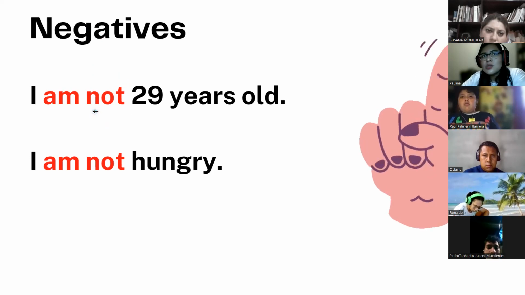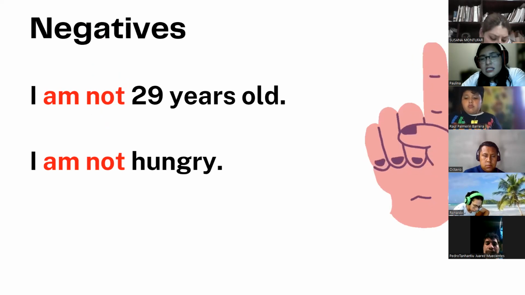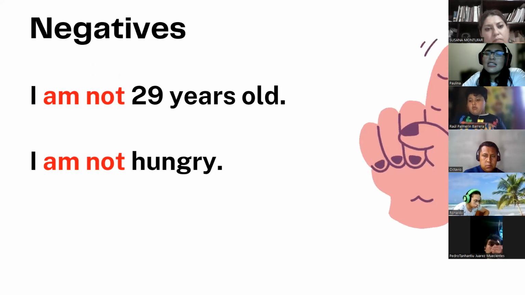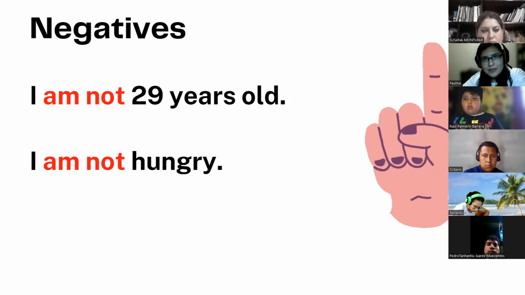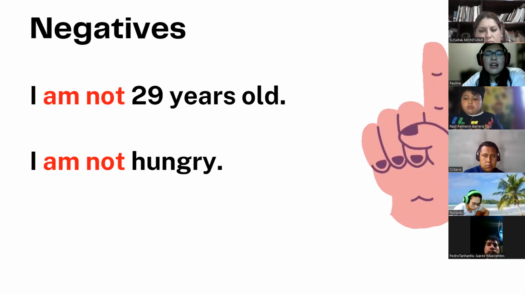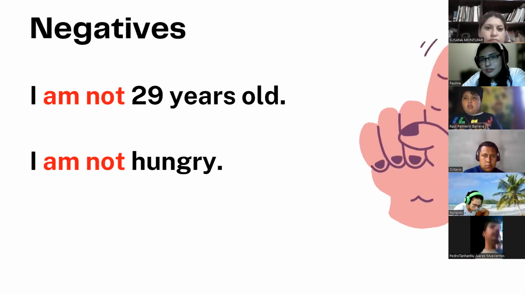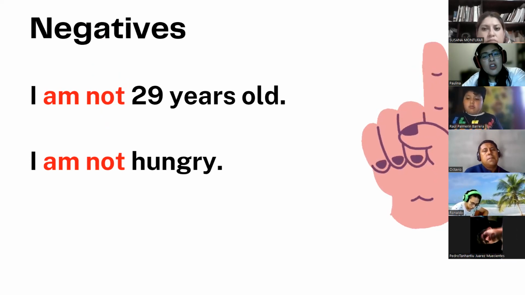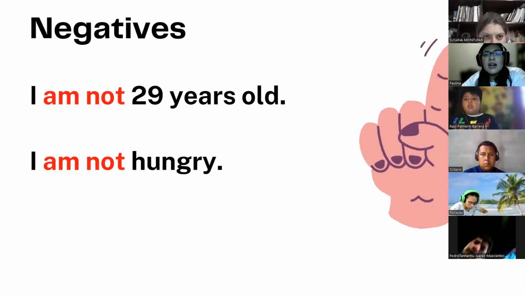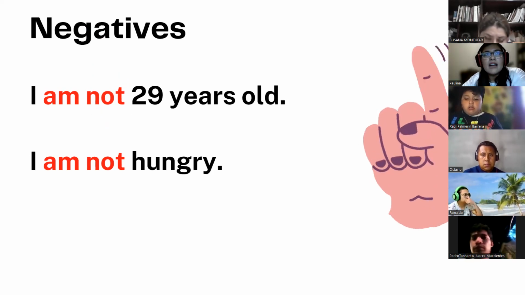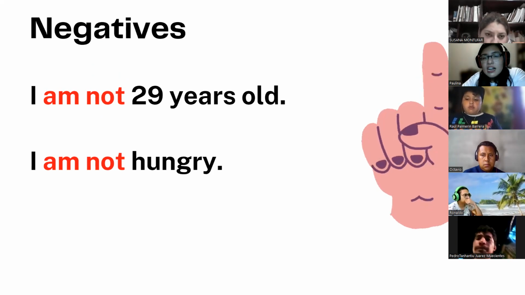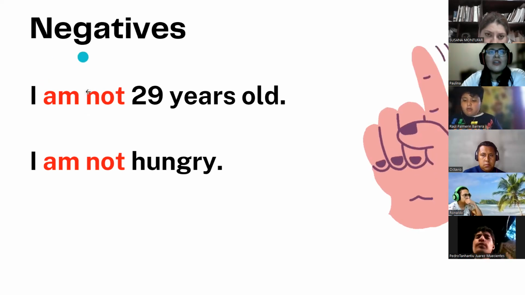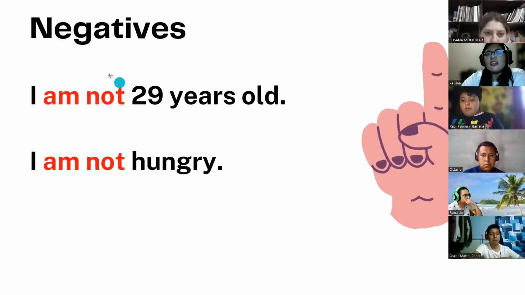I am not 29 years old. I am not hungry. I am not a teacher. I am not in Chihuahua, etc. I'm going to do this for every single form of the verb. She is not a doctor. He is not a lawyer. It is not a red ball. They are not friends. We are not hungry. Para todo, lo único que hago es agregar not. That's it.